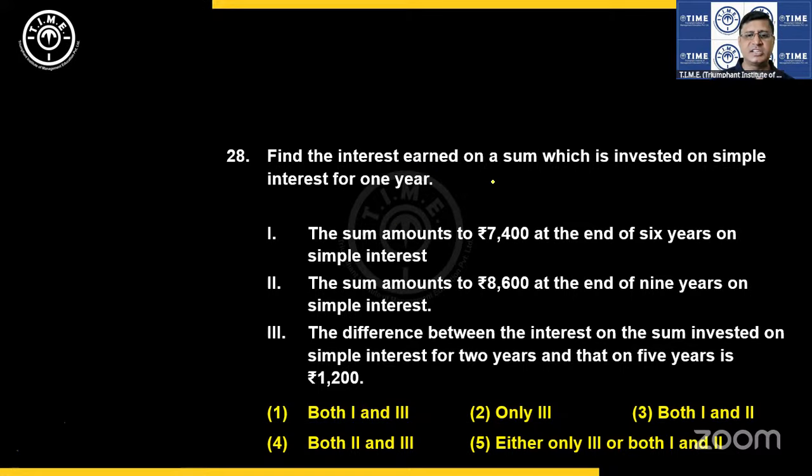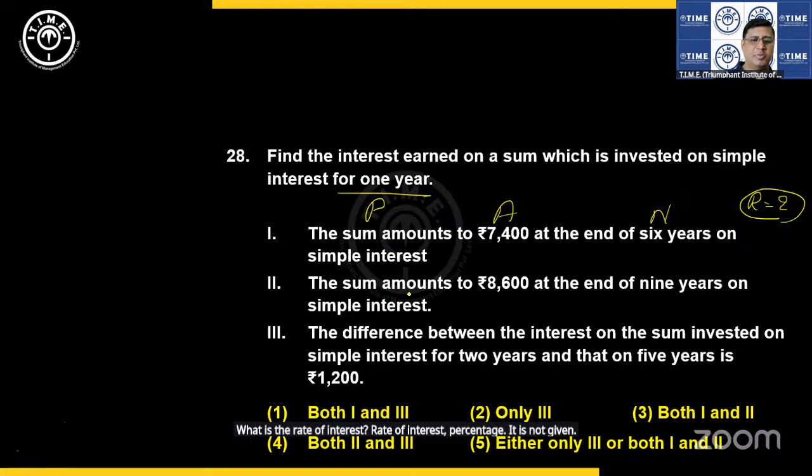Find the interest earned on a sum which is invested on simple interest for 1 year. We need to find out the interest for 1 year. Statement 1: the sum amounts to 7,400 at the end of 6 years. Sum is principal, amount, time is given. What is the rate of interest? Rate of interest percentage is not given. So independently, statement 1 is insufficient to answer. It is not possible to answer with statement 1 independently.